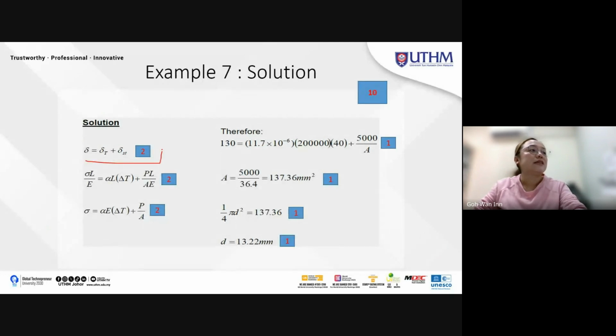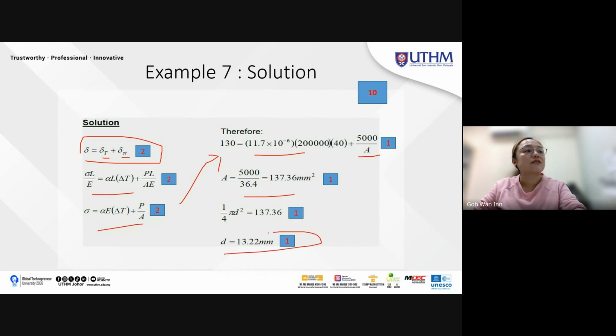So you can see that this is the tensile load and the temperature, and the steel. When you resolve this equation and calculate, the stress is equal to alpha E times T plus P over A. So this is for the temperature, and this is for the axial stress. You calculate, you get the D.